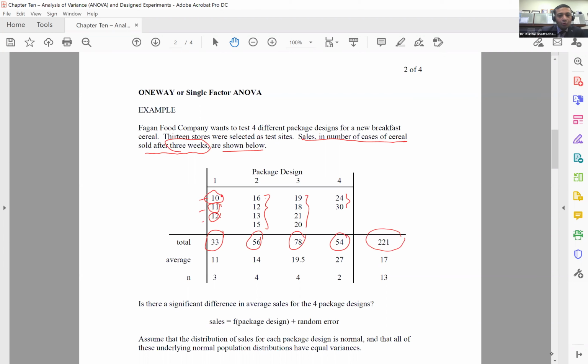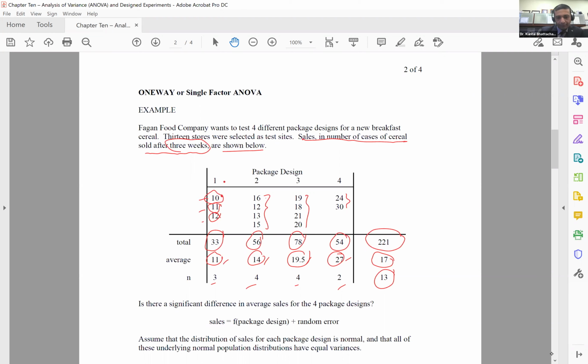This is the grand total. The average numbers sold for each of those package designs, and this is average specific to package design 1. On an average, package design 1 sold 11, package design 2 sold 14, package design 3 sold 19.5, package design 4 sold 27. And so this is the grand average of 17 from all of those stores, 13 stores taken together. And of course, of those 13 stores, the division was 3, 4, 4, and 2.